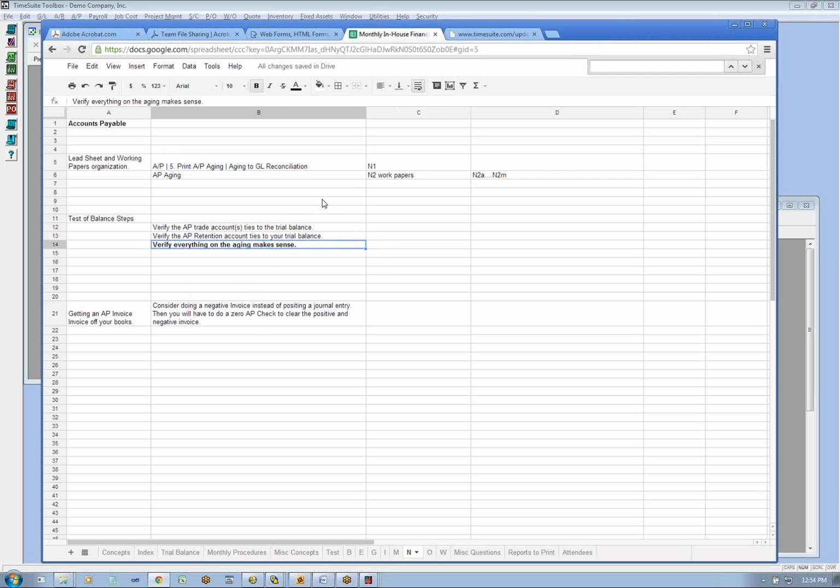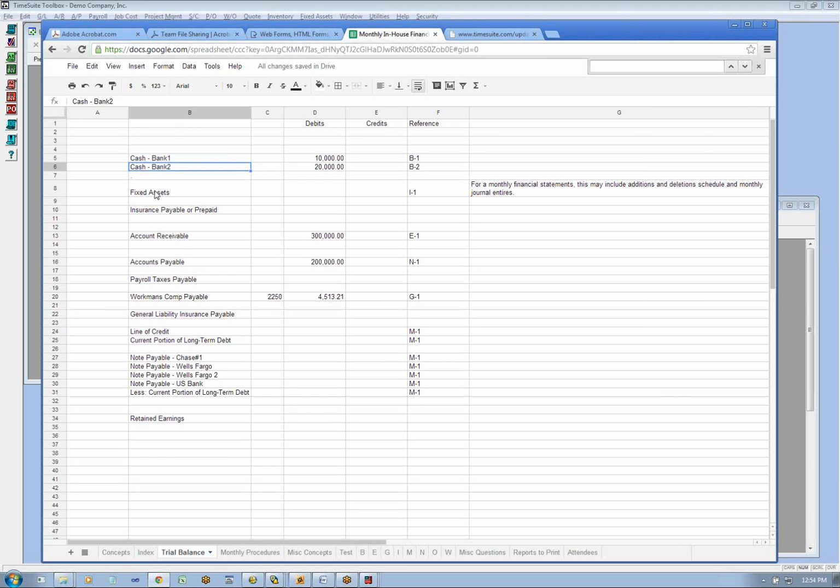So old items on your agings you should get off too, because just because they tie into the trial balance doesn't mean they're accurate. Everything on the aging has to be reasonable. Okay, so let's go over to our trial balance. We talked about our cash accounts, our fixed assets.